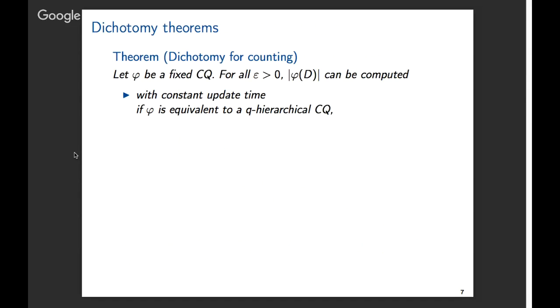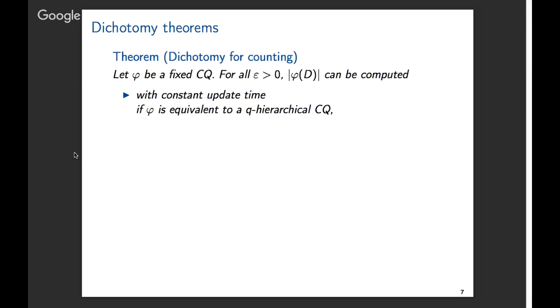Okay, so this is the upper bound. So if a query is Q hierarchical, we have these simple algorithms that enumerate the query result. And our two main theorems are dichotomy theorems that show that this Q hierarchical property is actually optimal. So, for example, if we consider the task of counting the number of result tuples, our theorem states the following. So let phi be a fixed conjunctive query.